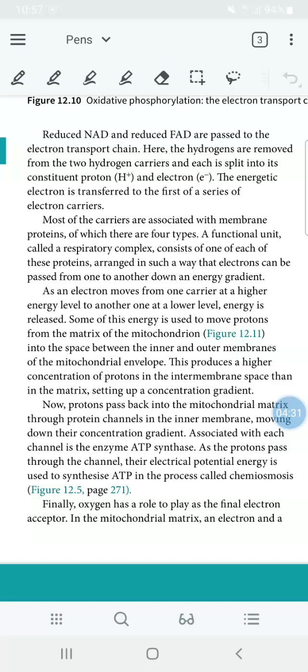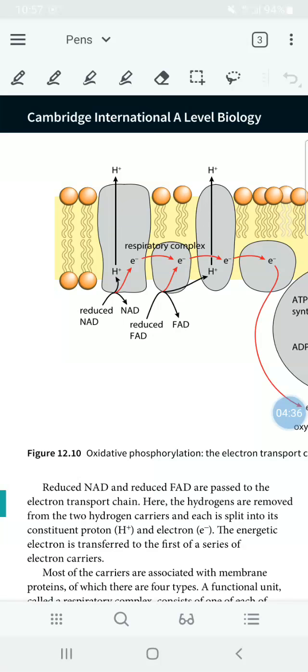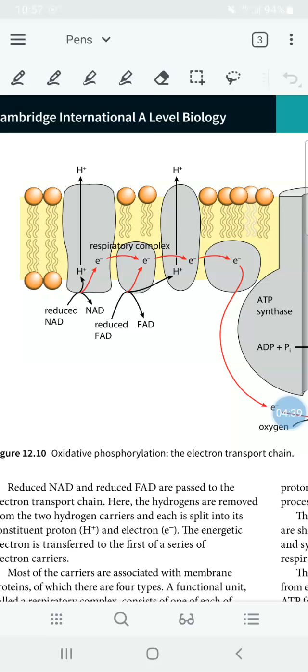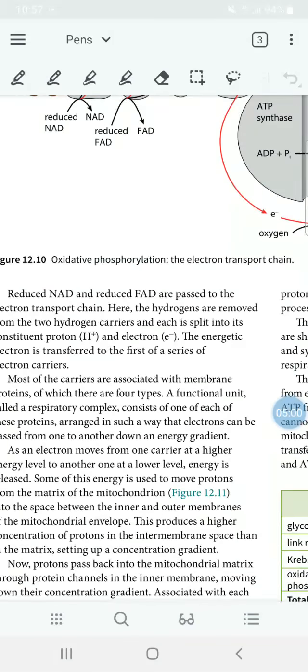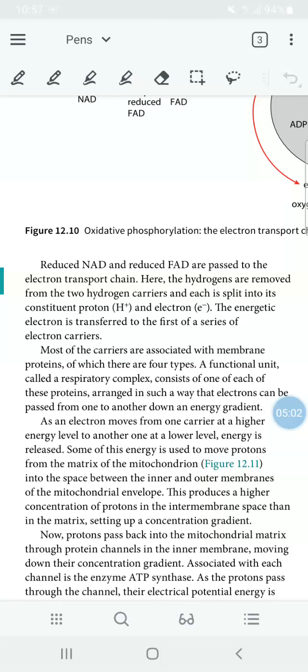So now, in here, as you can see, in this respiratory complex, there are 4 types of proteins, and the electrons get transferred in a certain manner, right? You don't have to know the entire detailed structure of how the electrons get transferred, but you need to know that it happens in such a way that it goes through an energy gradient. It goes down an energy gradient.